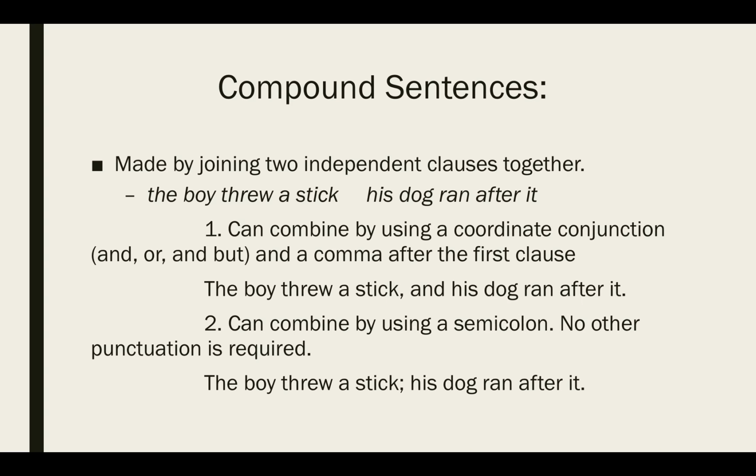We also learned about compound sentences. These sentences are made by joining two independent clauses together. The boy threw a stick, his dog ran after it. There are two ways we can join these together. We can combine them using a coordinate conjunction, and, or, but, and a comma after the first clause. So the boy threw a stick, comma, and his dog ran after it.